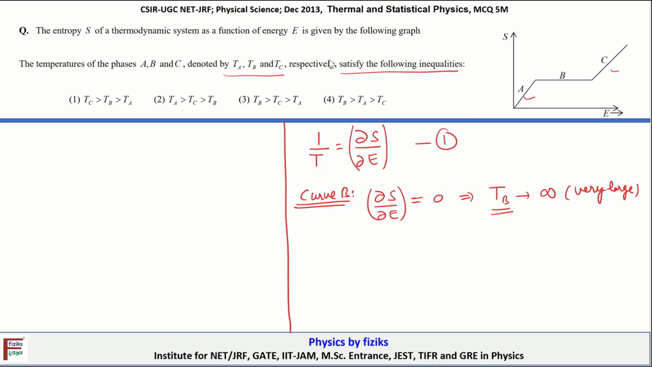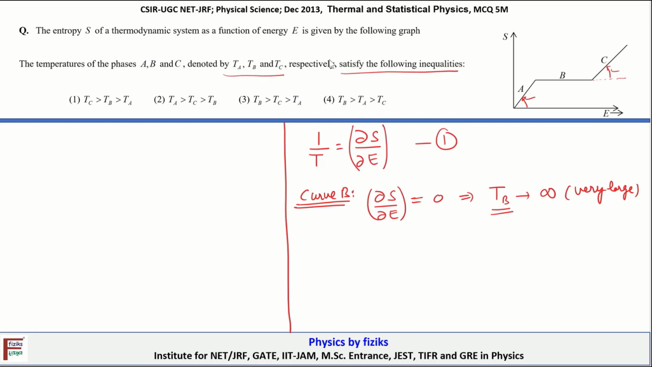But if you just take a look at the diagram that is given to us, it's not easy to figure out whether curve A has a smaller slope or curve C has a smaller slope, unless the angles of the horizontal curve were specified. Then it would become relatively easy to figure out which one has a smaller or larger slope.